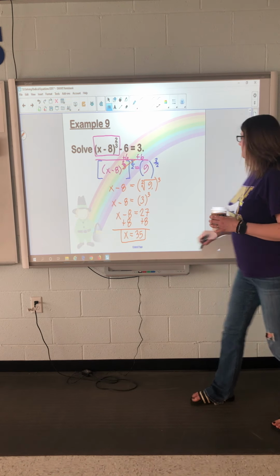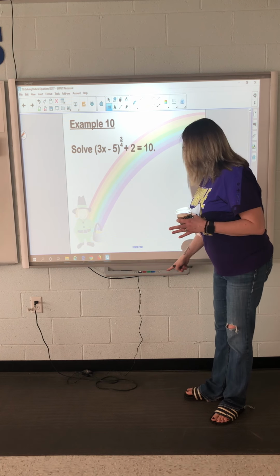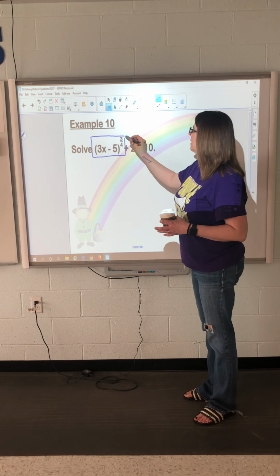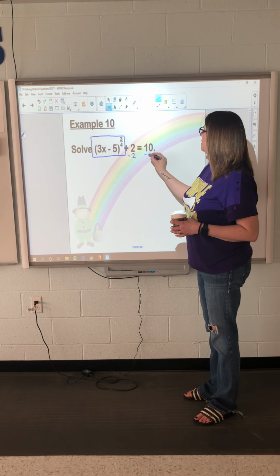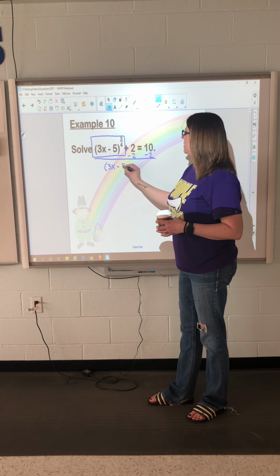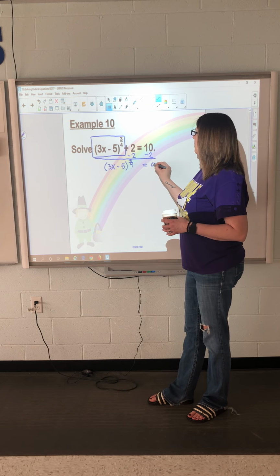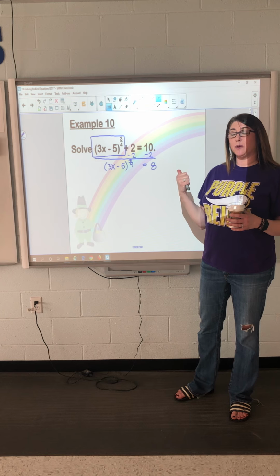All right, one more. So let's do this one together. Again, we want to get the radical by itself. We want to isolate it. So I'm going to start by getting rid of the plus 2, and I'm going to use subtraction to do that. So now I have 3x minus 5 raised to the 3/4 power is equal to 8.